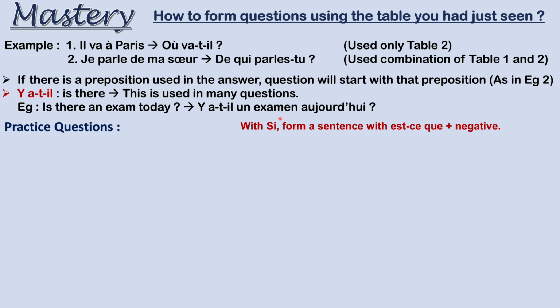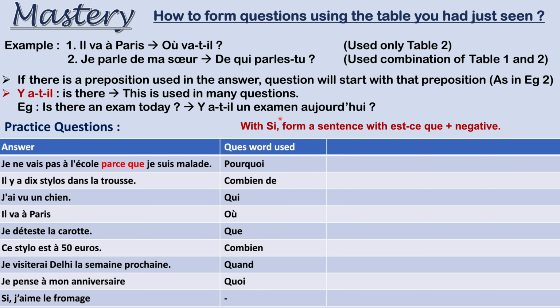So now we are going to practice some questions, and that's the last part of the video. This will help you in mastering the topic. So here's a table, and these are the answers to some questions, and I've also given you which question word you have to use, because I know you might not have learned table 2 fully right now. So you can use these question words and try forming the questions. I'm going to explain each line with meaning. You can try it out yourself by pausing the video. And now I'm going to show you the questions formed out of the answers.